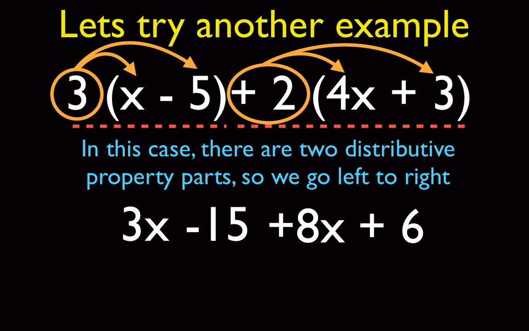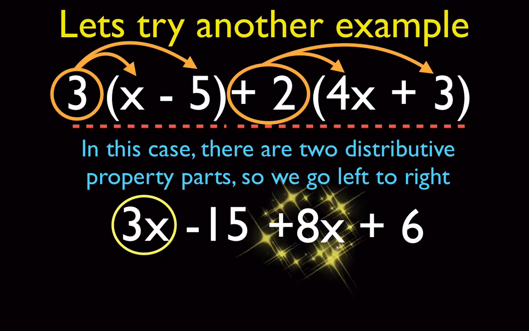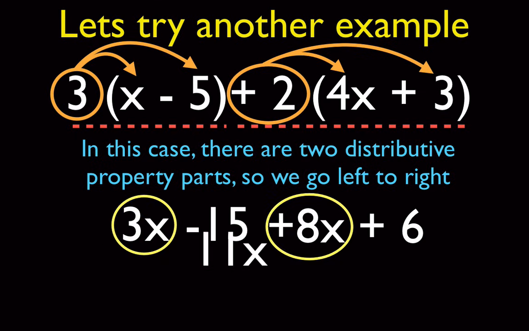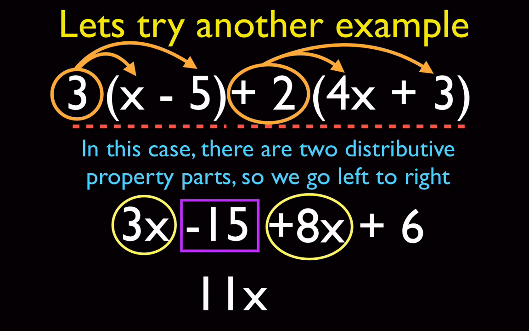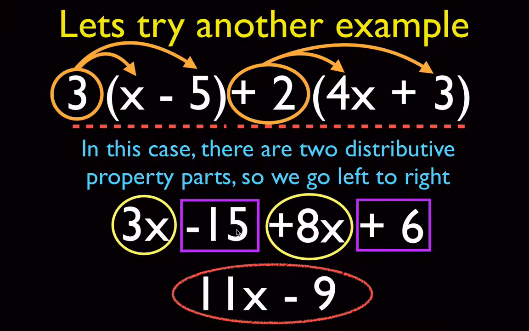Okay, now at this point I need to combine like terms. So I've got x's and I've got numbers. There are obviously more negatives here with 15 versus positives with 6. So we're going to combine those and get a negative 9. Remember, I cannot turn this into 2x. It doesn't work that way.